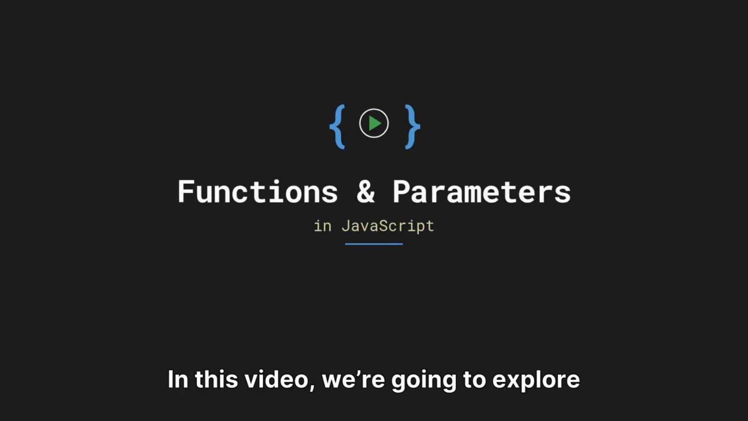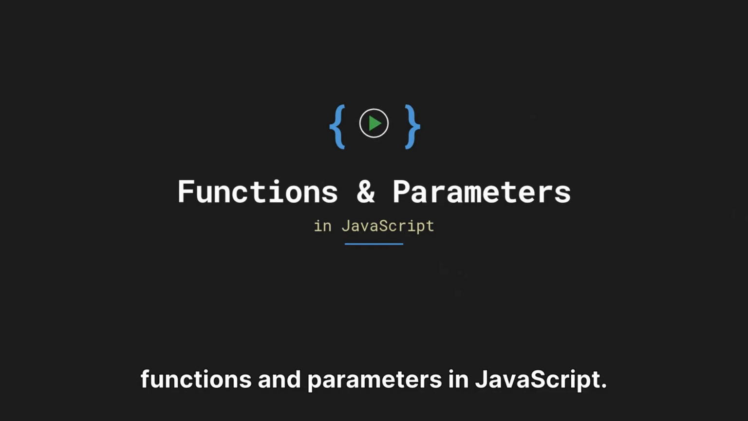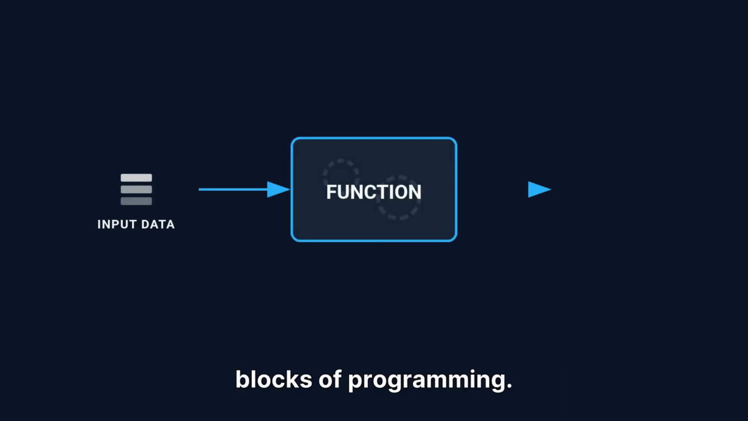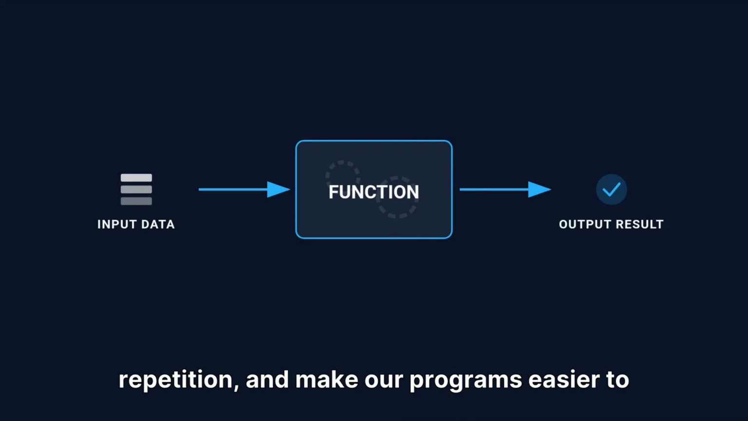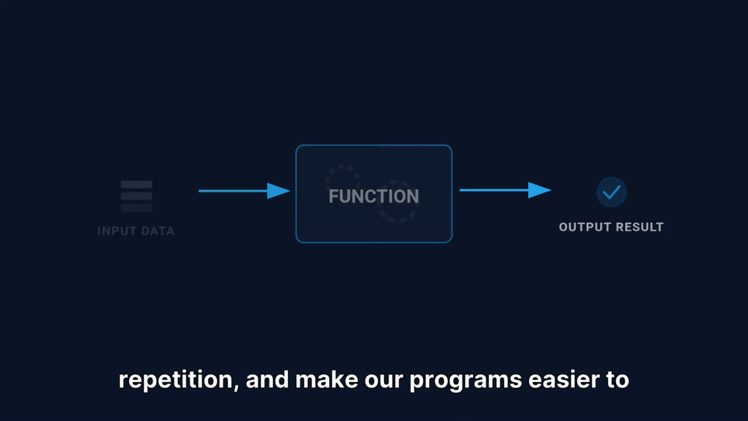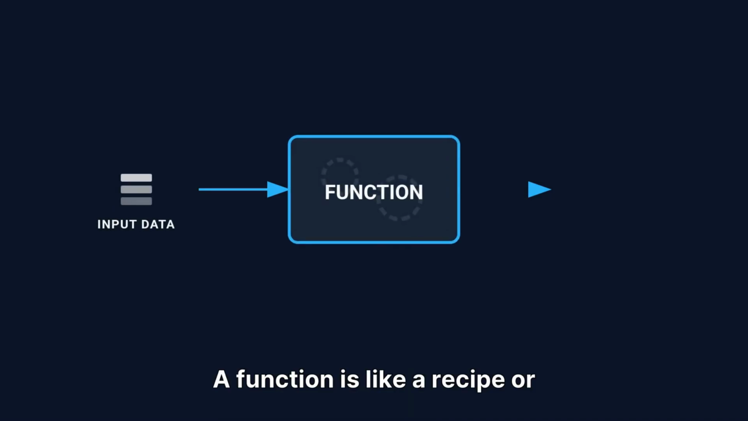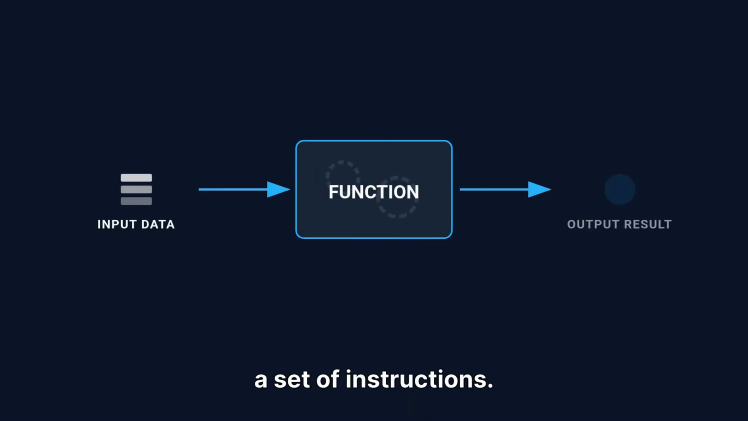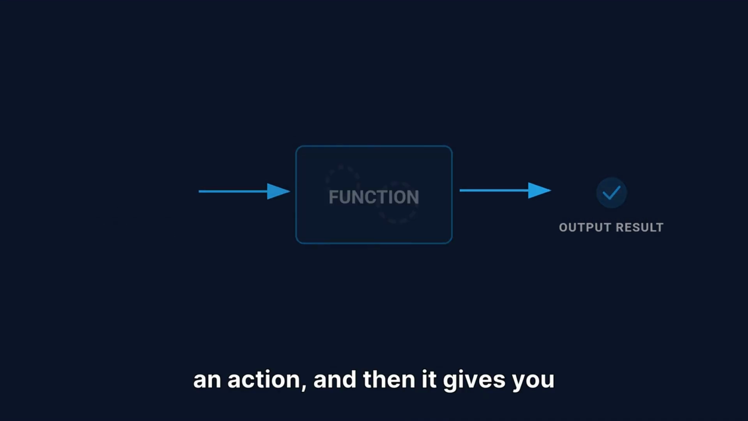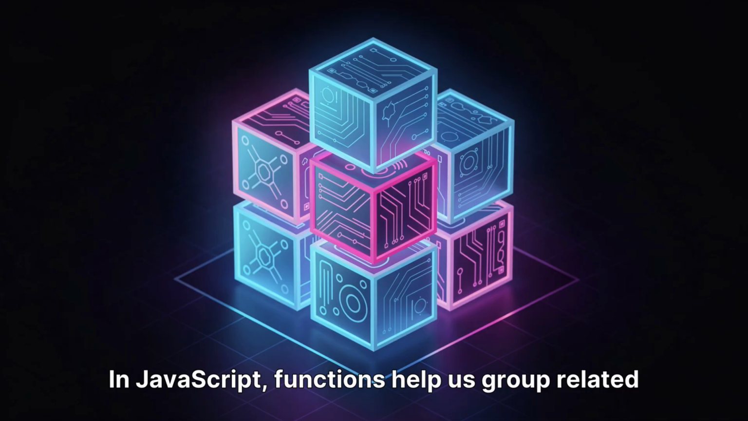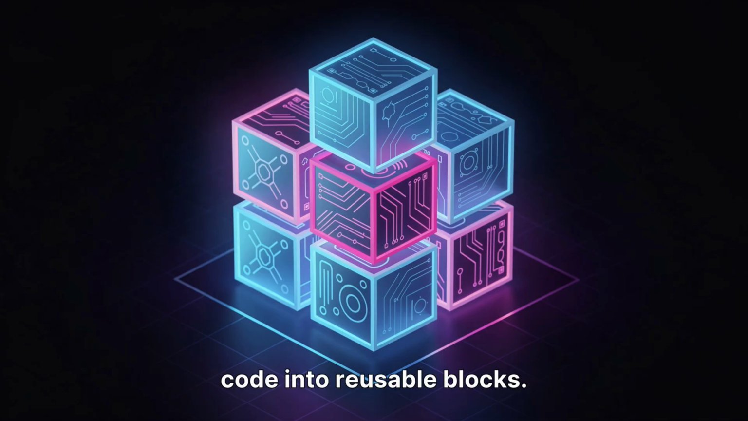Welcome back. In this video, we're going to explore functions and parameters in JavaScript. Functions are one of the core building blocks of programming. They allow us to reuse code, reduce repetition, and make our programs easier to read and maintain. Let's start with the basics. A function is like a recipe or a set of instructions. You give it some input, it performs an action, and then it gives you an output. In JavaScript, functions help us group related code into reusable blocks.